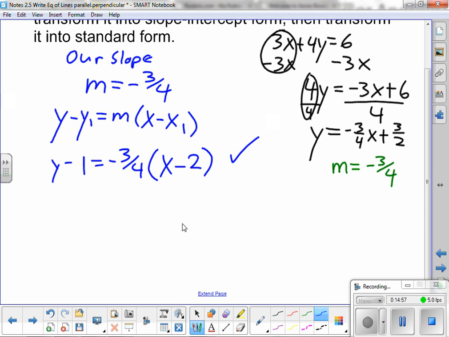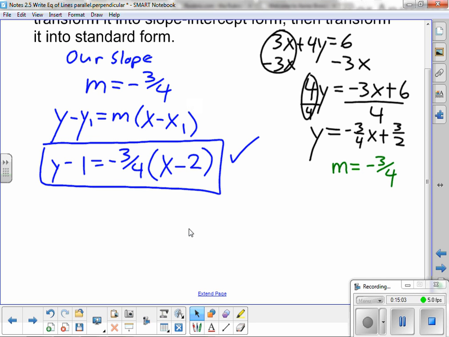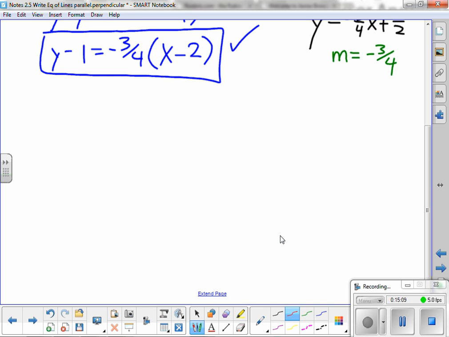Okay? That's basically your answer for part A, if there was a part A. Then it wanted you to switch it into slope intercept form. Let's see here. Yep, slope intercept form. So if you want to do slope intercept form, one way you can do that is do a fraction buster right now. Multiply both sides by 4. So this will end up being 4y minus 4 equals negative 3 times x minus 2.